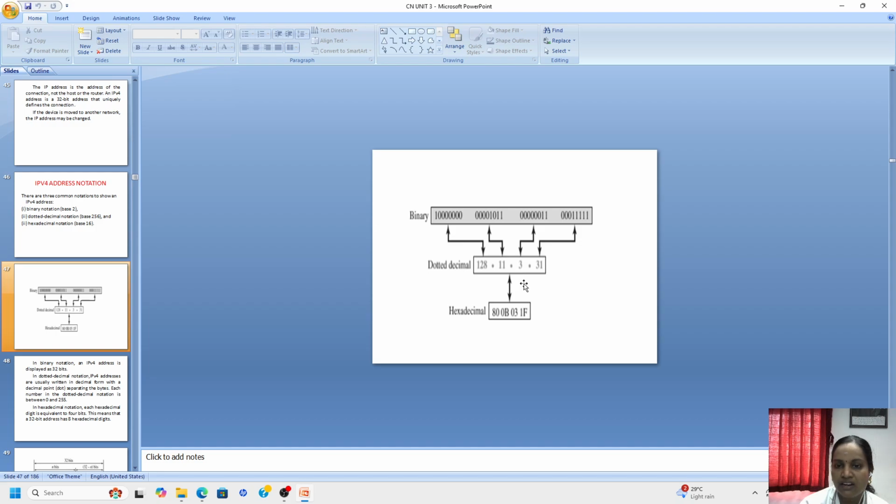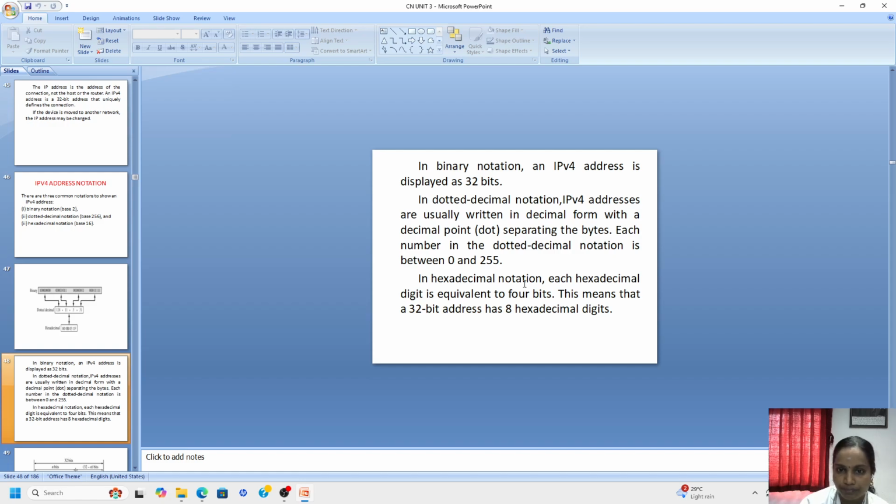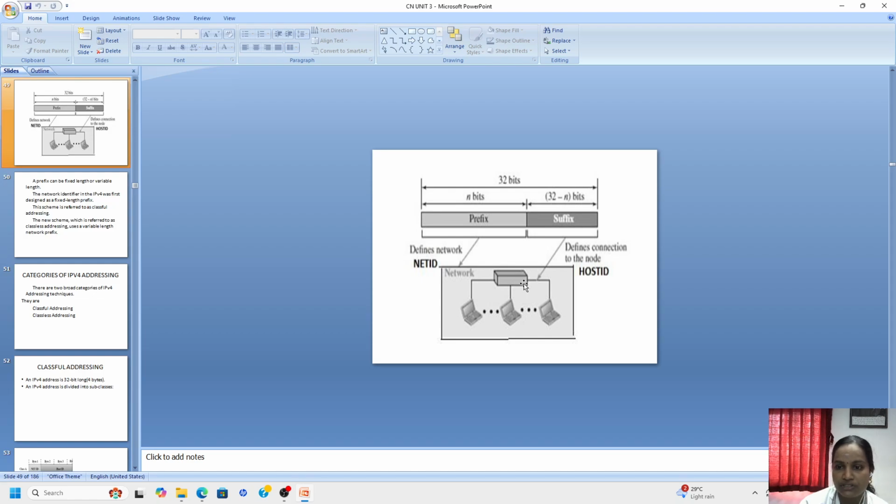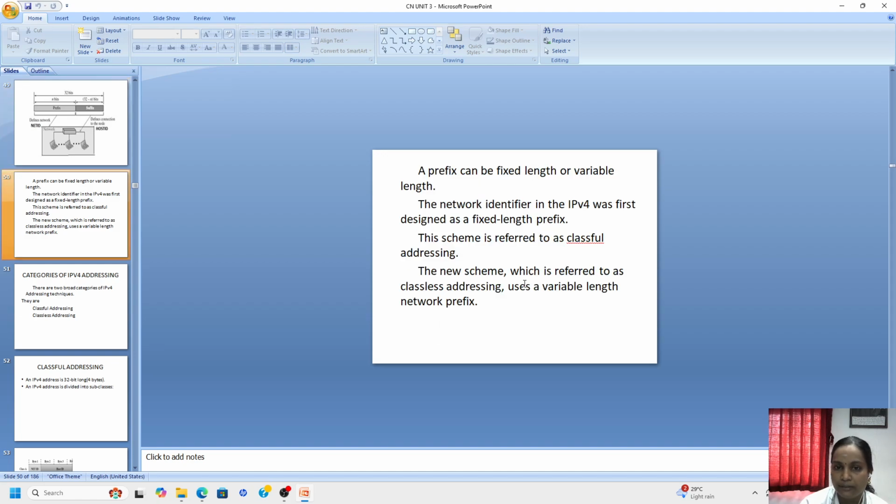It can be represented either in a binary format or in a decimal form. The binary form is a 32-bit address. It can be represented in a dotted decimal notation or else in an 8-digit hexadecimal notation. So this is a diagrammatic representation. There are a total of four partitions. The first two partitions become the net ID, and the remaining part is the host ID.